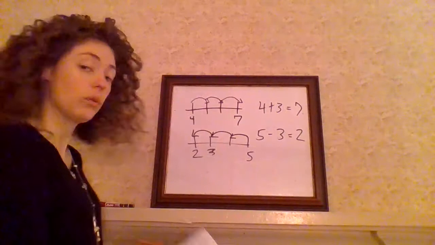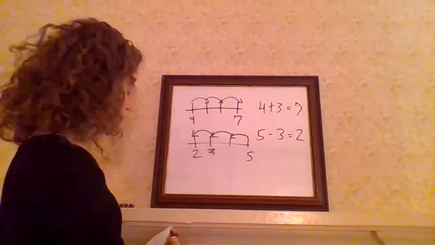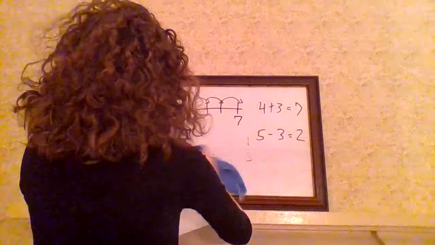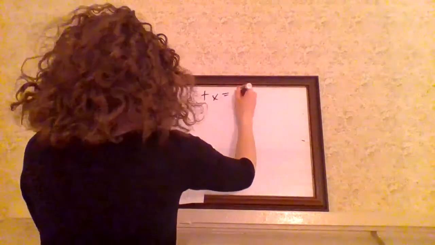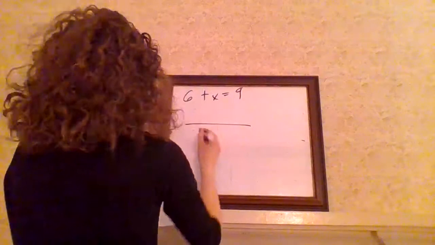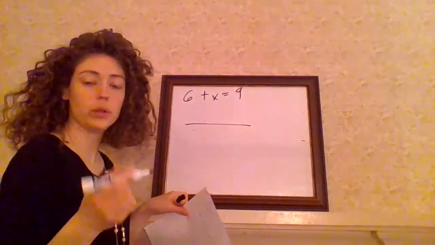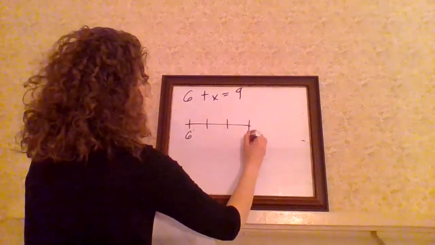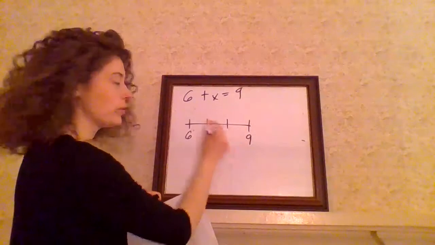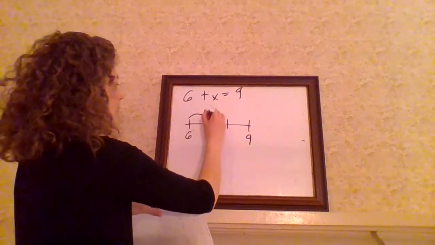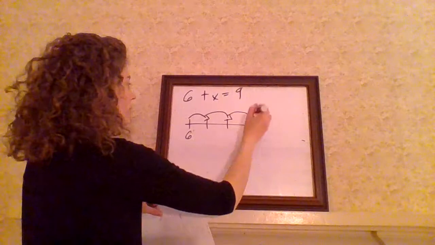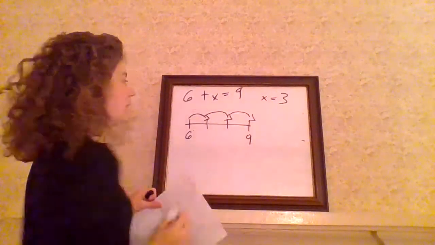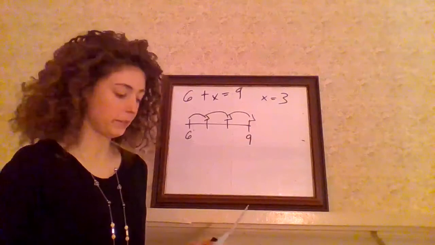Okay, we know how to do that, but what if we had an equation with a variable in it? Let's see what that would look like. Let's say we had 6 plus x equals 9. How could we find out what this x is? Well, we could use a number line, so let's try that. So if we knew this is 6, 8, 9. So 6 plus something equals 9, so let's see what that something is. 1, 2, 3. Okay, so x equals 3 because 6 plus 3 equals 9.